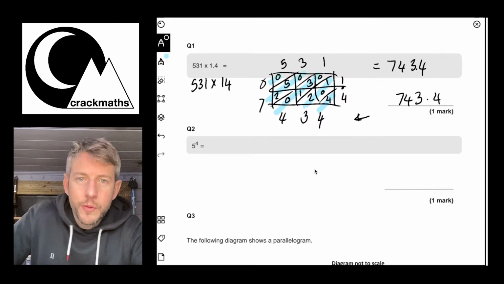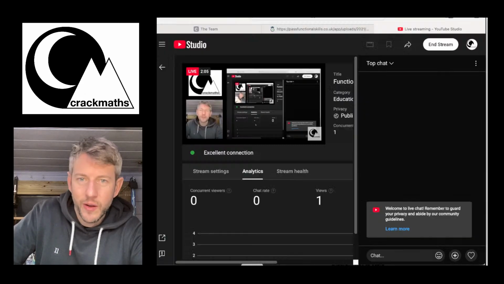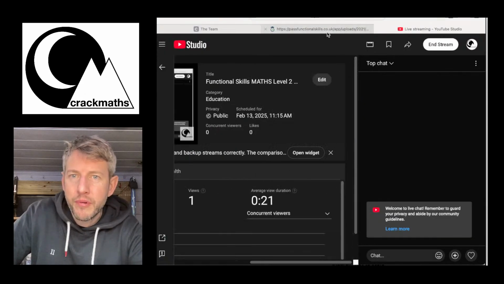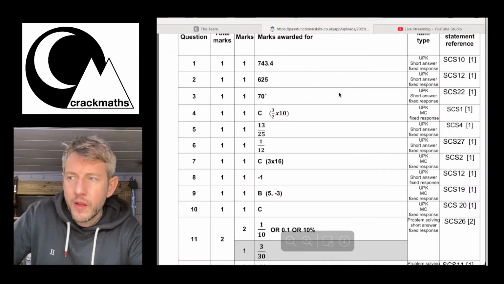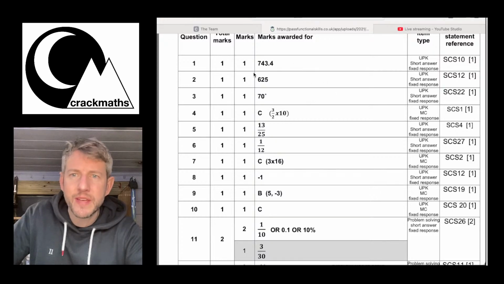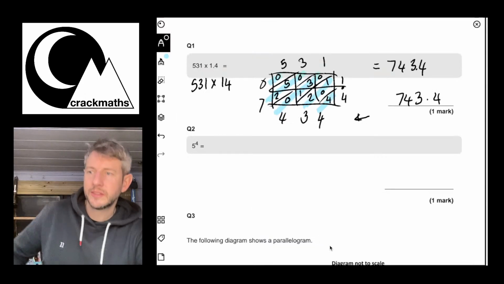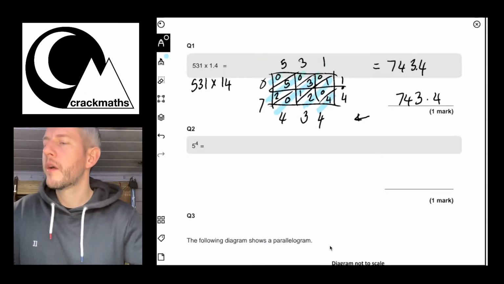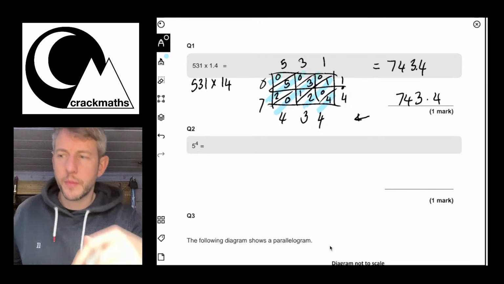I've also got the mark scheme up for this. I like to check as I go along because I am prone to making mistakes from time to time. Let's have a look here, and yes, 743.4. The mark scheme agrees. Wonderful. Let me just reposition my microphone.